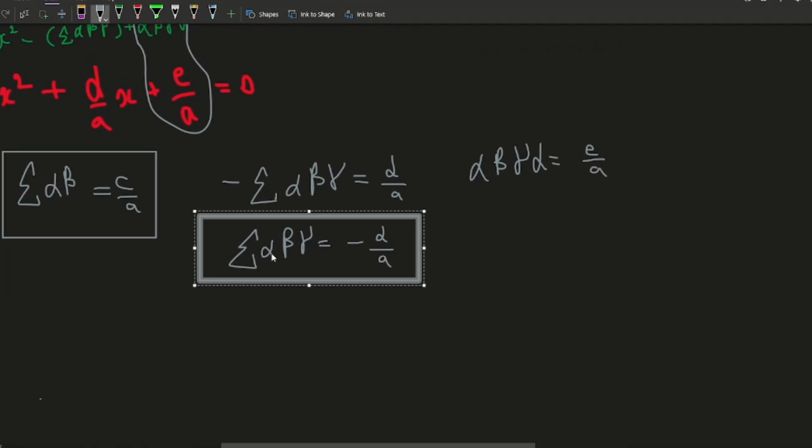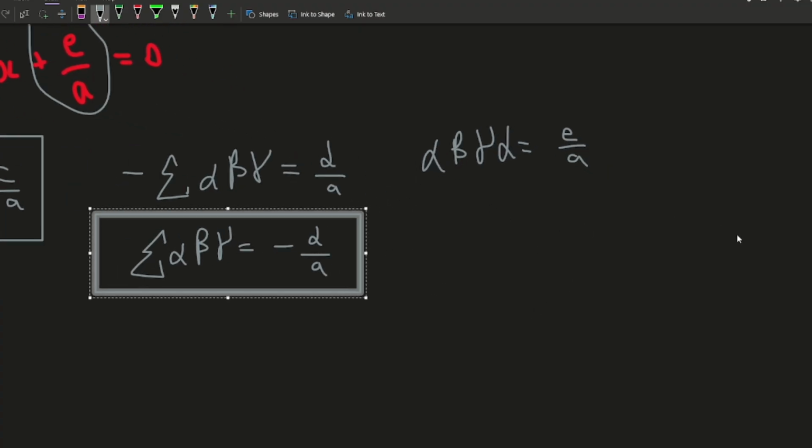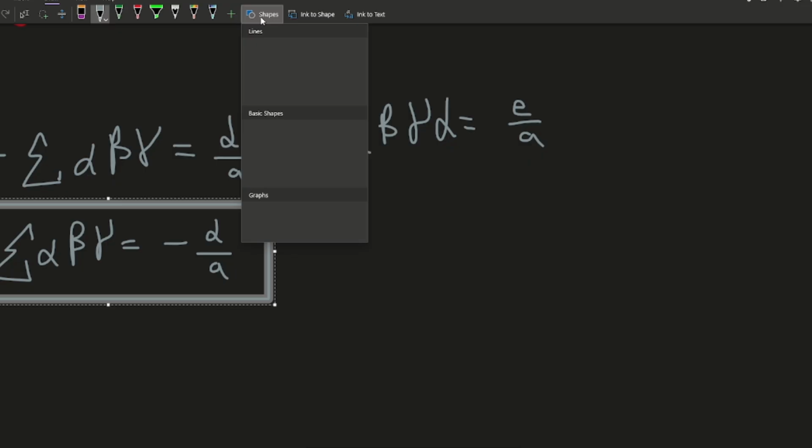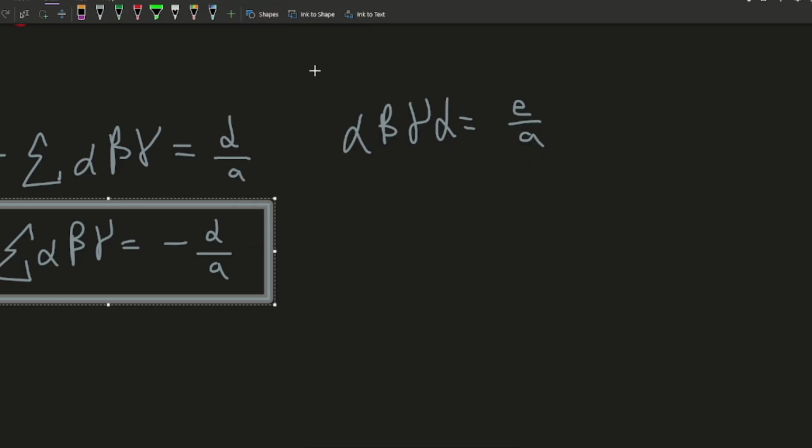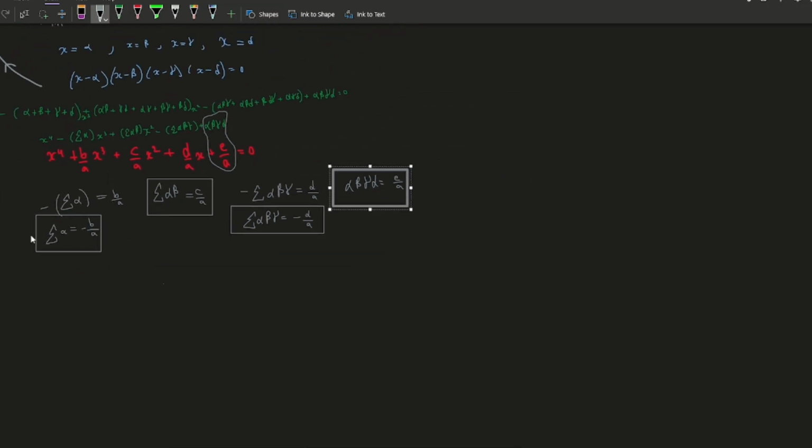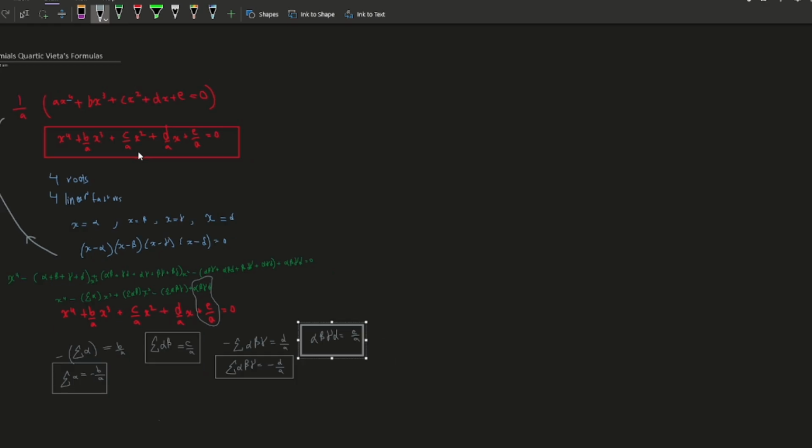So the triple product sum, whatever you want to call it, is equal to minus d over a, and the product of roots is equal to positive e over a. So these are our four formulas.